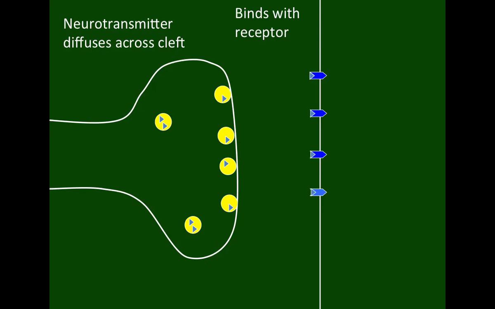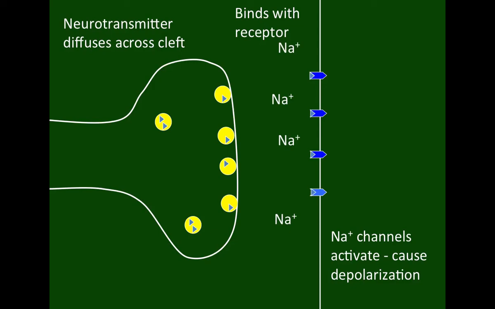That neurotransmitter binding with the receptor causes sodium channels, this is step 6, to activate. So sodium moves through the channels on the postsynaptic neuron, and depolarization to threshold occurs, and we get a new action potential that is generated. And that is the end of our third diagram.